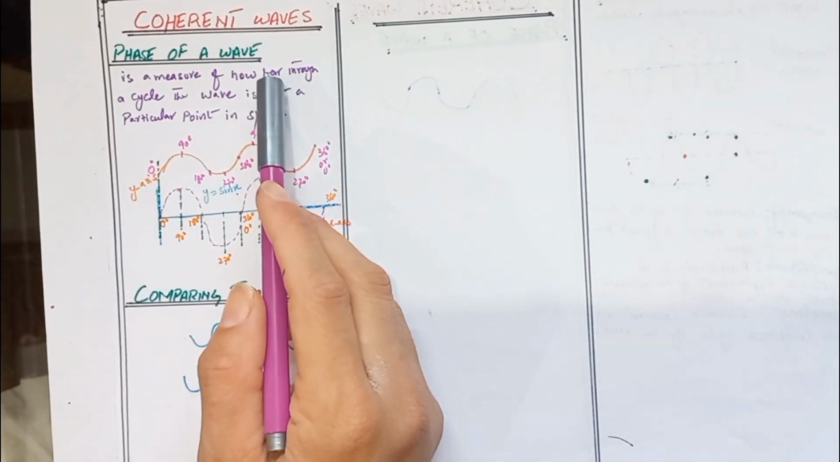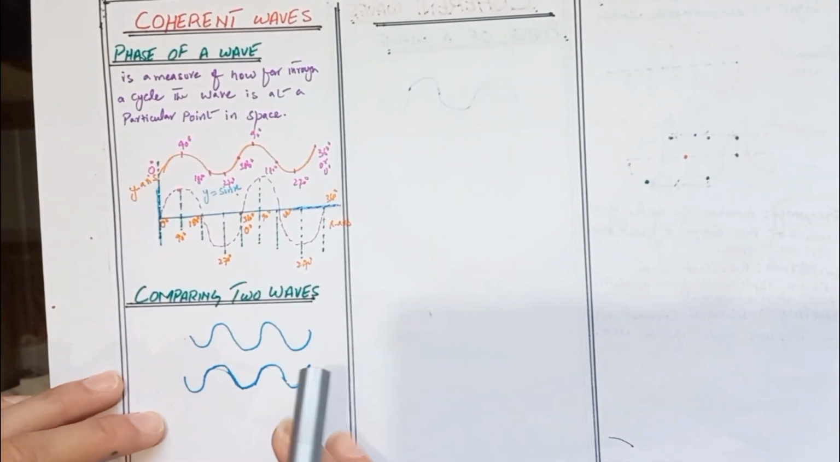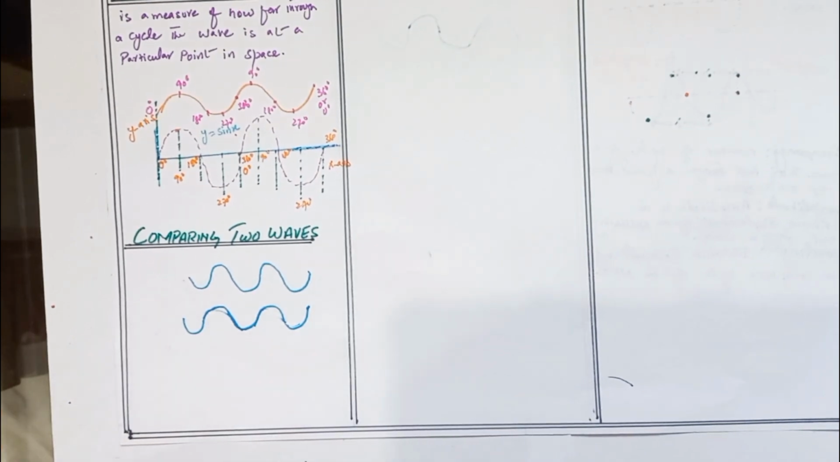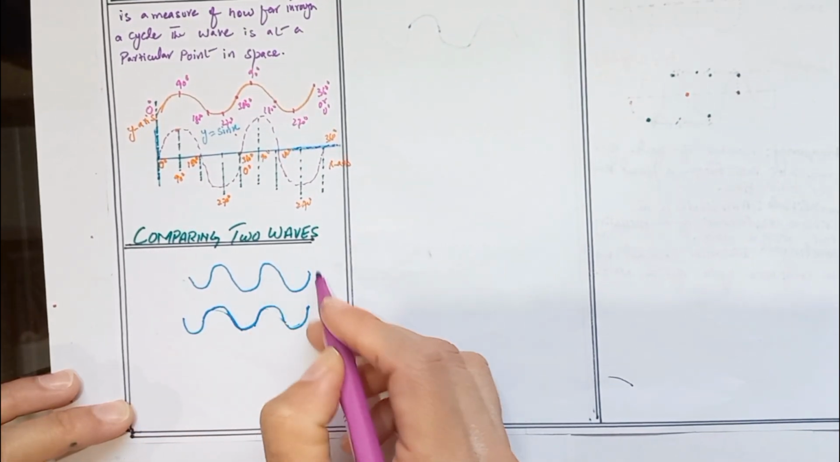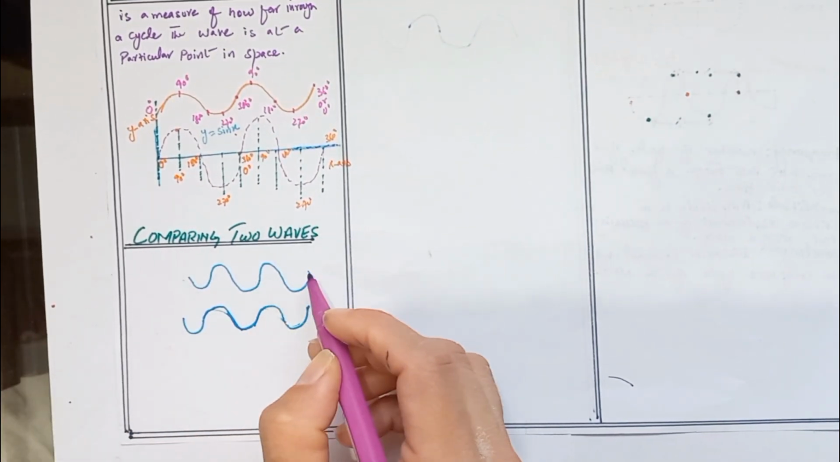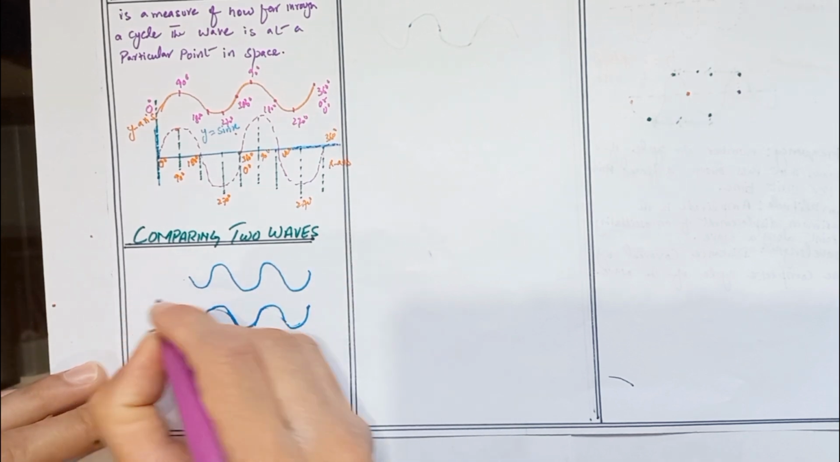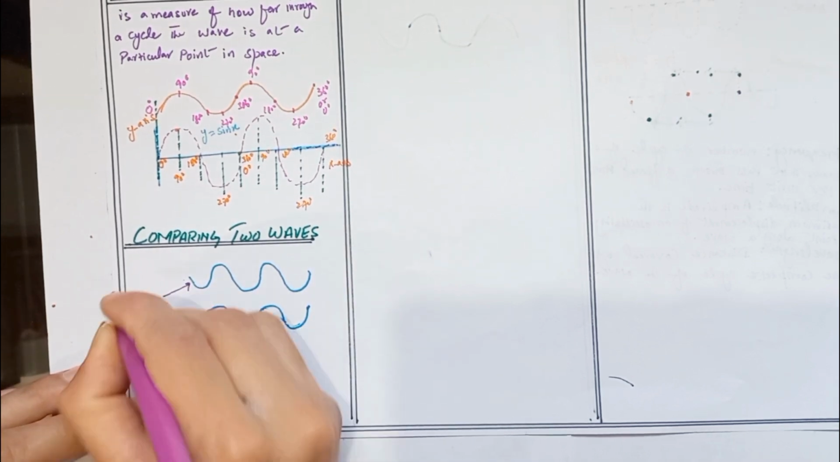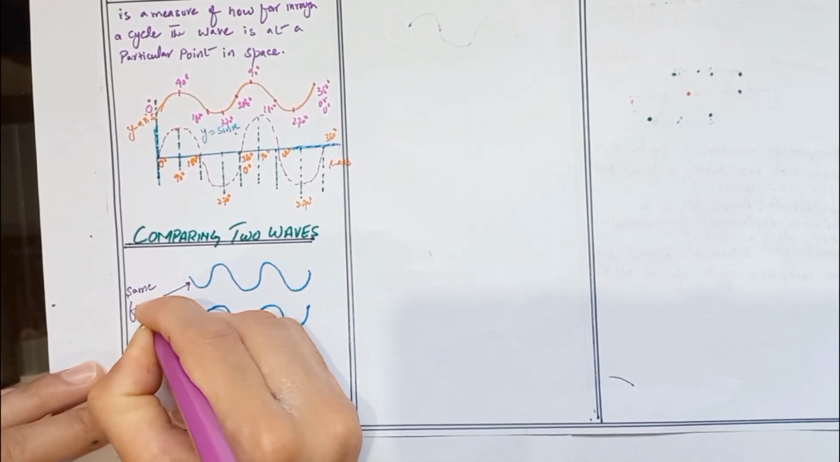Now we use the concept of the phase of a wave. We compare the two waves. We know that these two waves have the same number of cycles, so they complete the two cycles in a particular time. So both of the waves have the same frequency.